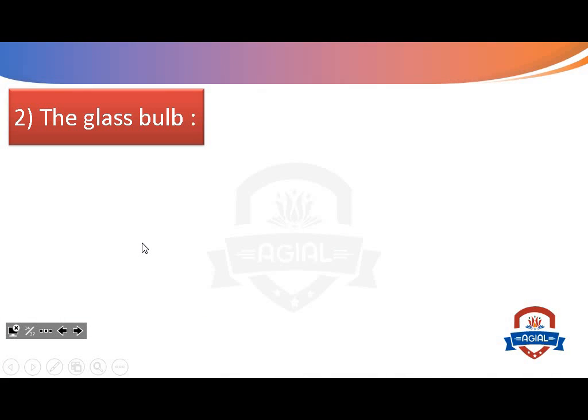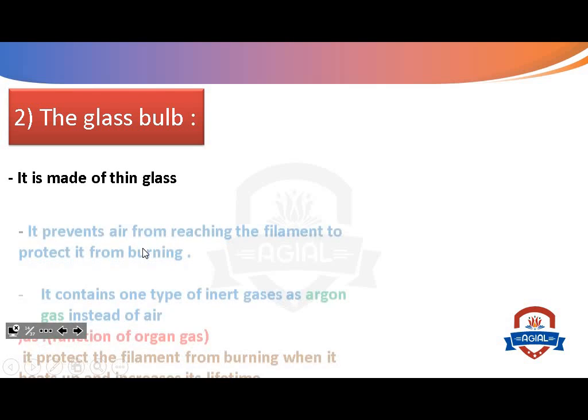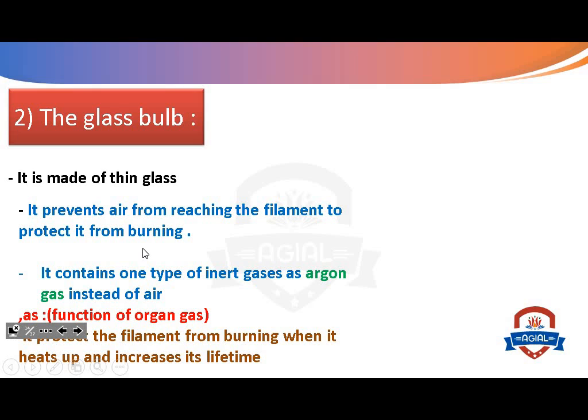After that, structure number 2, the glass bulb. It's made of thin glass. It prevents air from reaching the filament to protect it from burning.